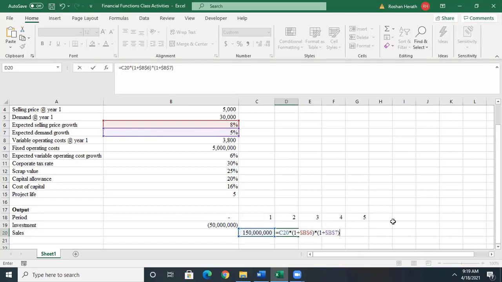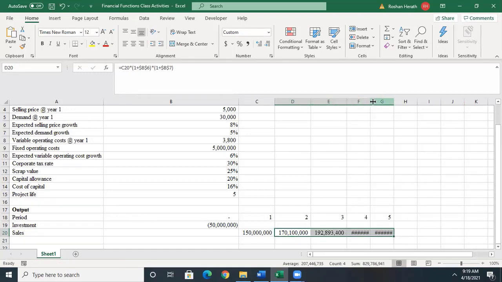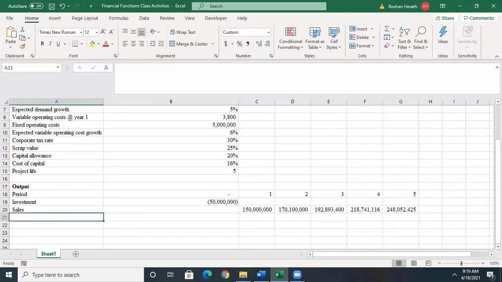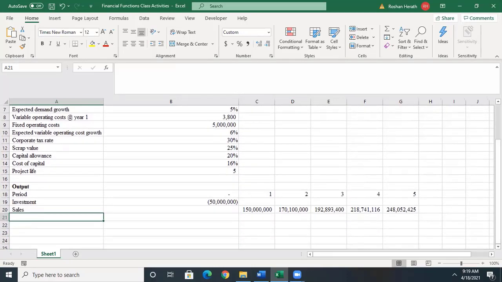So in fact, you are quite familiar with this. In the previous discussion also, we used to have this. So hence, I believe you will get this. If not, immediately let me know, I can further explain. Then for the rest of the years, you can easily drag this. So the sales are now being considered. So this is sales throughout the project life. Then you need to consider the cost starting from the variable operating cost. It's variable operating cost.